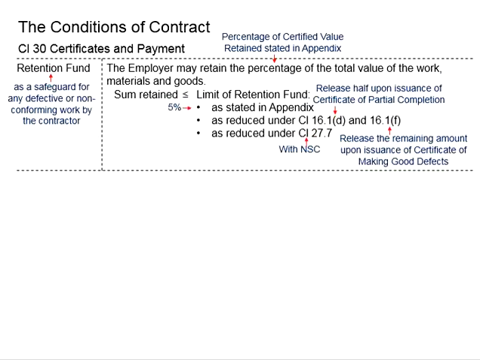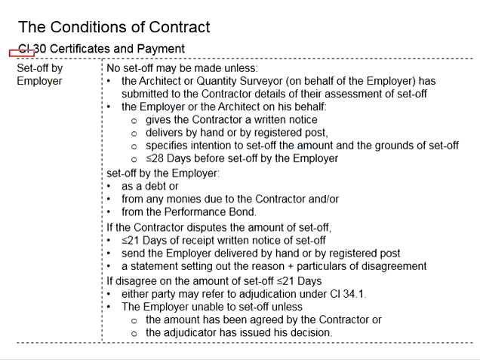In the case that there are no defective works, this retention fund shall be returned fully back to the contractor. Or in the case that there are some defective works which are claimed from this retention fund, whichever balance remains shall be returned to the contractor at the end of the project. With that, you should be able to differentiate the retention fund and the set off by the employer.